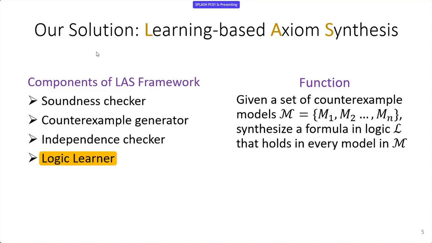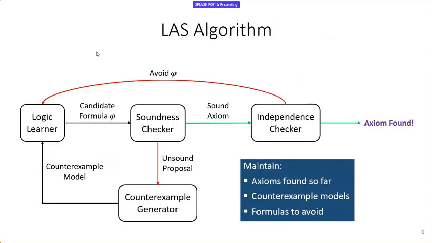Great. Now that we have the components, here is the LAS algorithm that uses the components that we talked about. I'll only be discussing here the common case for simplicity, just to build some kind of intuition. The algorithm starts with the logic learner proposing a candidate formula. We first ask the soundness checker whether it is indeed an axiom. If it is, we ask the independence checker if the axiom is not redundant given previously discovered axioms. And if it is, we declare that an axiom has indeed been found. Yay. If the proposed formula is not sound, we ask the counterexample generator for a model that shows that this formula is not an axiom.